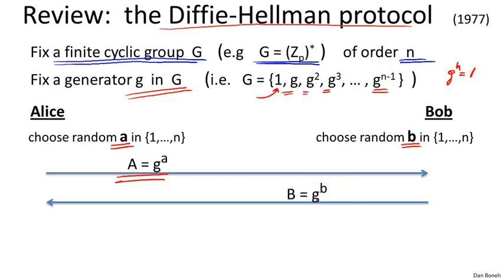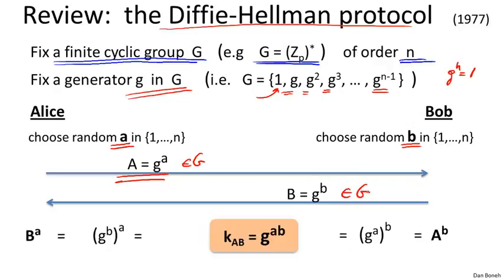So Bob sends over to Alice g to the b, and of course I should remind you that both g to the a and g to the b are just elements in this group G. And now they can derive a shared secret. If you remember, the shared secret is g to the ab, and these equalities here show that both sides can actually compute the shared secret given the values at their disposal.